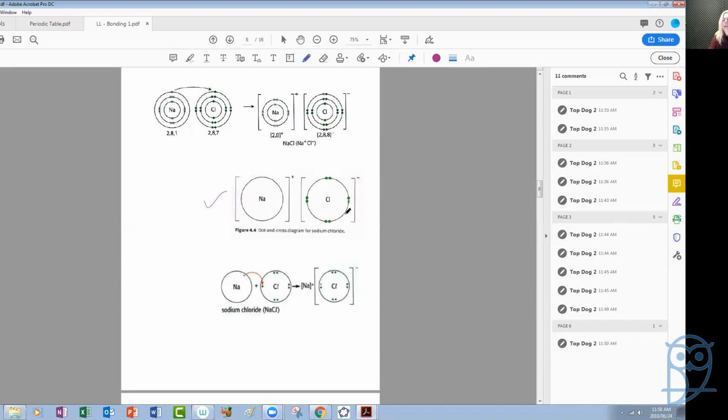But I must tell you that this is not a rule on how to represent this diagram, the two ions. There's no particular rule of how to represent it. So the author of this book, actually there are two authors, they chose to represent it this way.